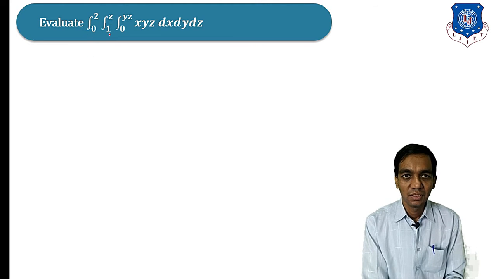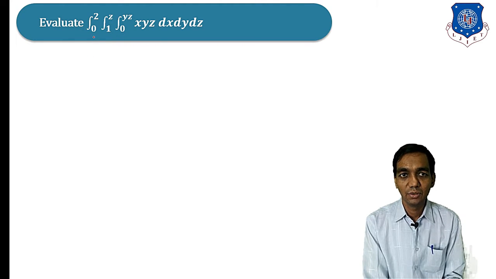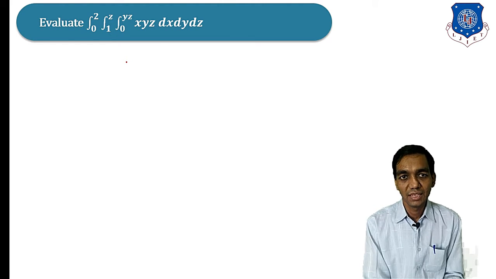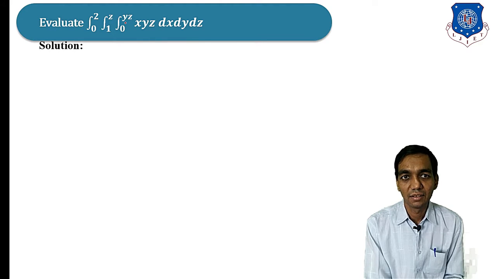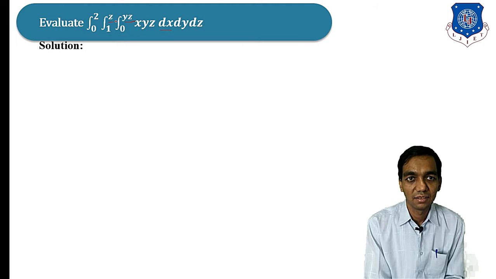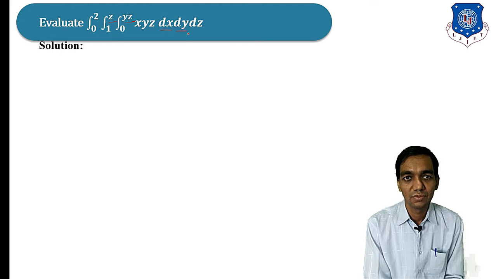Suppose limits are given. Then here see, you have been given: evaluate the integral from 0 to 2, integral from 1 to z, and integral from 0 to yz, of xyz dx dy dz. So, we are starting with the integration. First of all, here you have given yz, correct? That means this is the limit of x. Here it is already first integration with respect to x. Now x is gone. You have two variables y and z. So here you have variable z. That means this is the limit of y. So here it is already dy. And the last limit is of z.